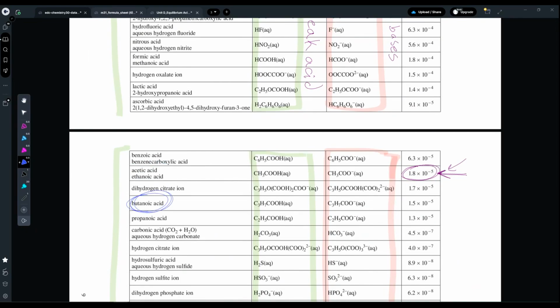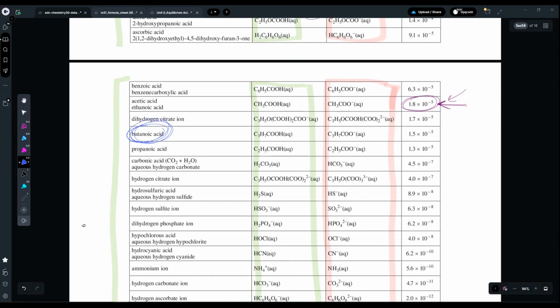So I'm finding it right here on page 9. So this is the formula for butanoic acid. You are going to find it in the acid column.